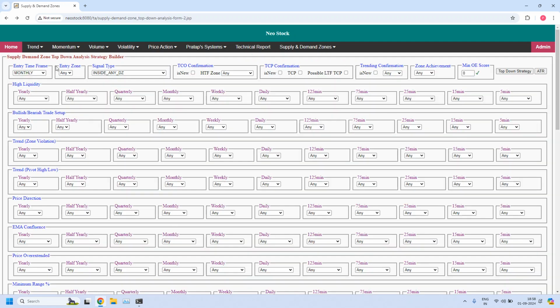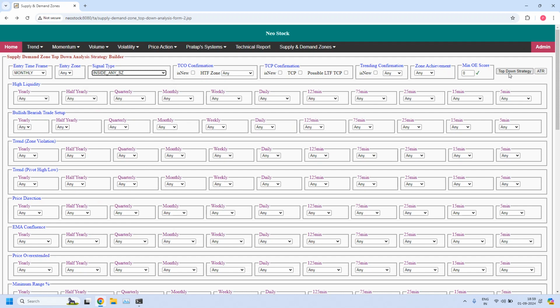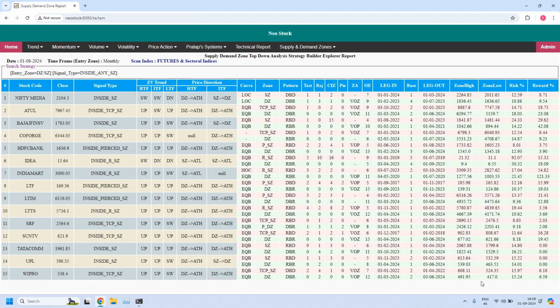In the next report, for monthly time frame, let us find the stocks where price closed inside the monthly supply zone. So 15 stocks are filtered. Currently, prices are closed inside these monthly supply zones.